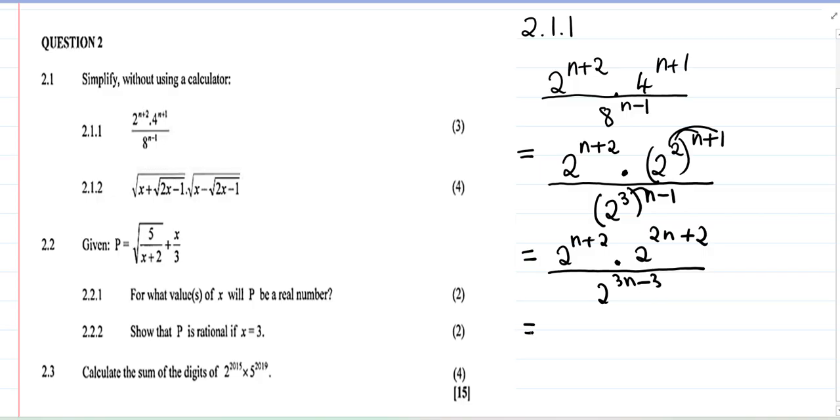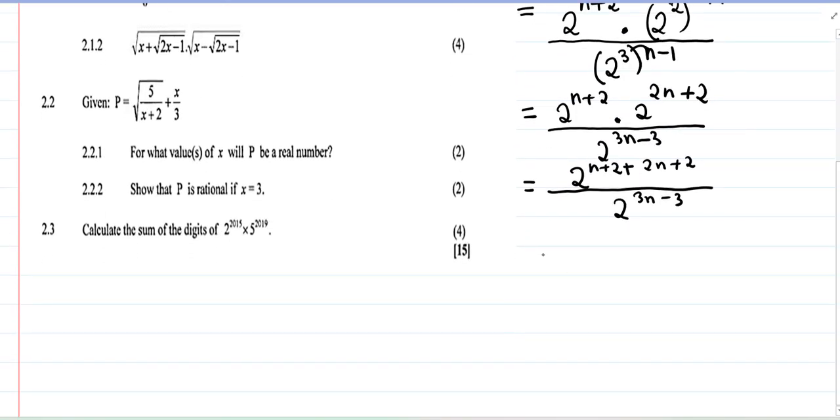And then when I take a look at my numerator, there is something that I see. The bases are the same here. We have multiplication. The first law of exponents says when bases are the same with multiplication, you add the exponents. Now I need to add the exponents. So I'm going to have 2 to the power of n plus 2, plus 2n plus 2. Underneath there, it is still 2 to the power of 3n minus 3. So I hope we are still together.